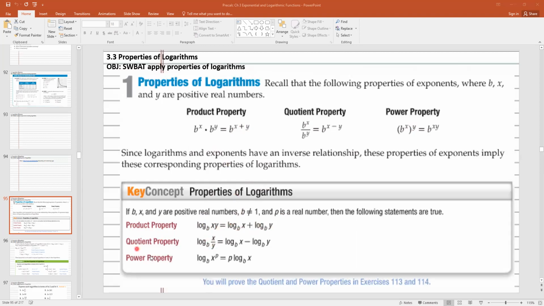So here, the quotient property is where, when you're dividing two numbers, you want to subtract. And notice that they both have a log base b as well. And here, the power property, this one's a little different. Whenever you have a power, that exponent drops down to the front.